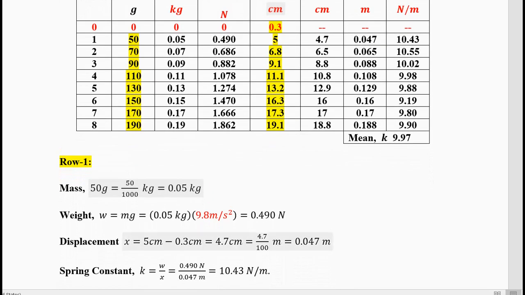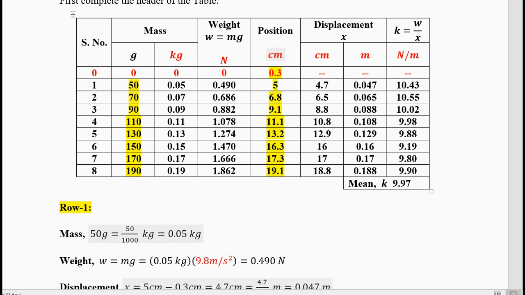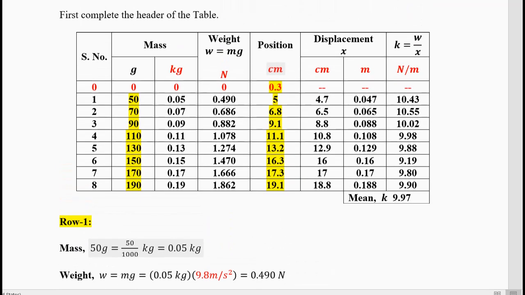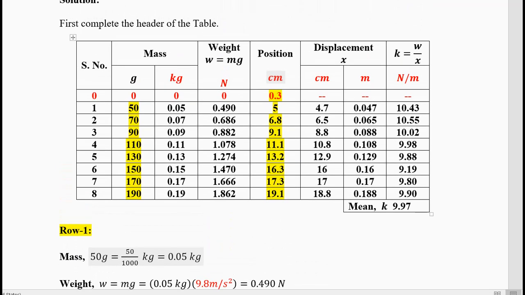Displacement is final position minus initial. 5 minus 0.3, which is 4.7 centimeters. 4.7 centimeters divided by 100, you will get 0.047 meters. You can directly write the displacement in meters. This centimeter column is extra, but I wrote it for your understanding.